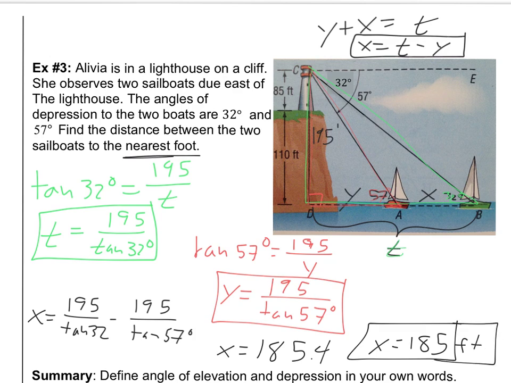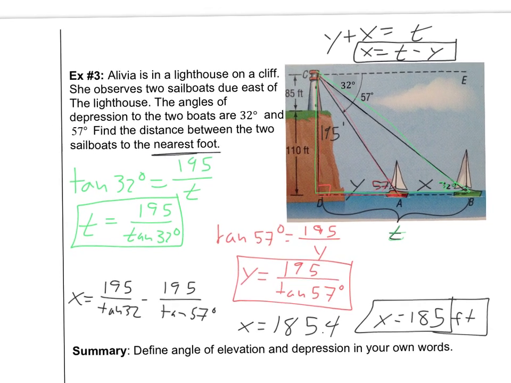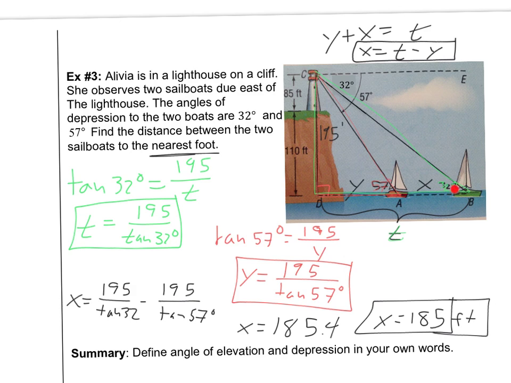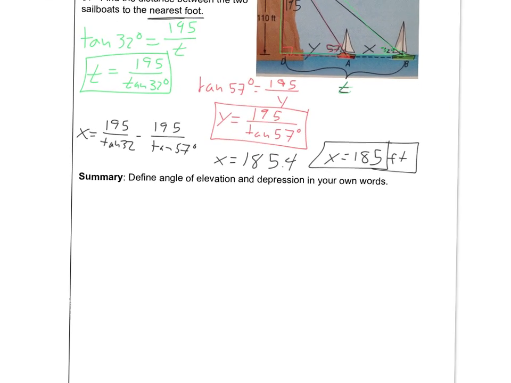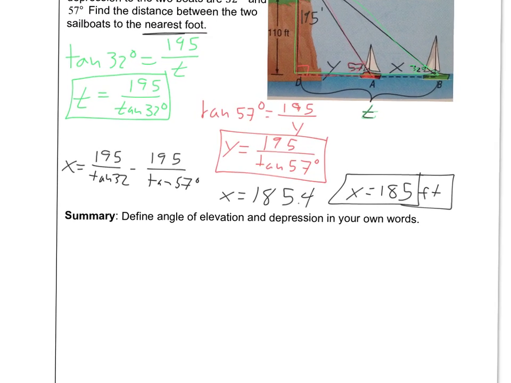Okay, fun problem, I know, a lot of work to it. Remember, the trick to these types of problems is to make two right triangles and then find the difference of these two distances to get the distance that you're really looking for. All right. For your summary, I want you to define angle of elevation and depression in your own words. Go ahead and do that, and I'll see you guys on the next video.